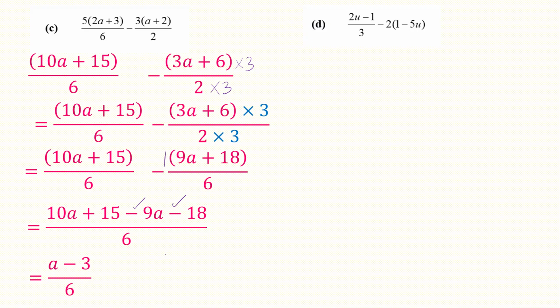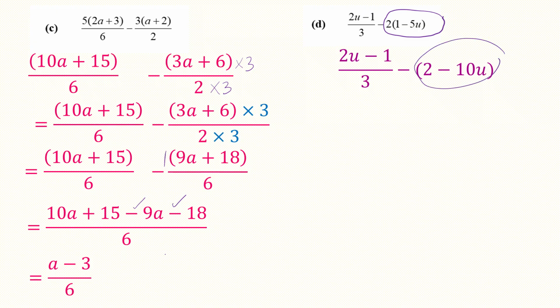All right, so let's look at part D. For part D, you can see that you're given a fraction and the other one is not a fraction. The first step is that we're going to use the distributive law to expand that. That will give us 2u minus 1 over 3 minus 2 minus bracket 2 minus 10u close bracket. Then the next thing is to write this as a fraction. The number 3 equals 3 over 1, and the number 4 can be expressed as 4 over 1.